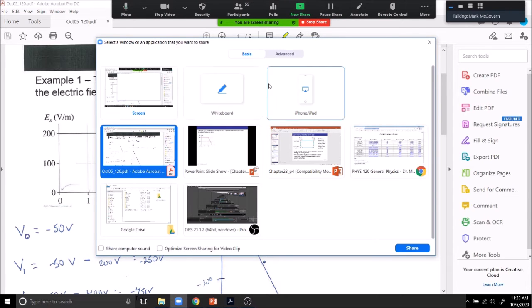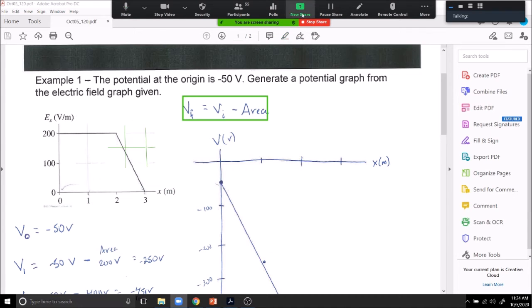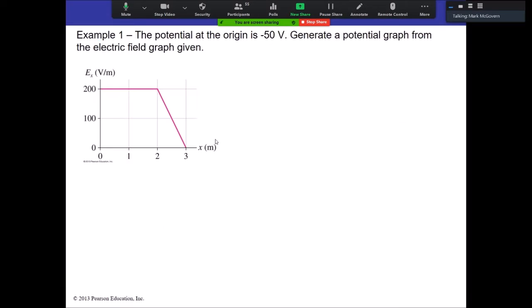All right, let's move on. That is not the right slide. This is the correct slide.